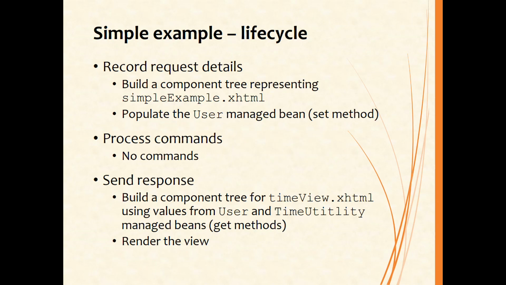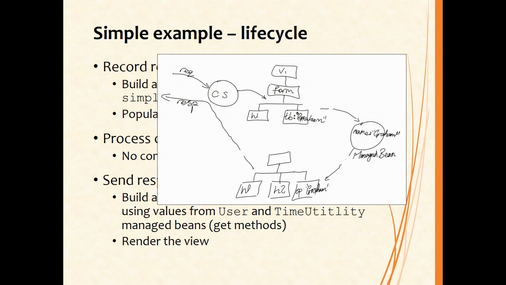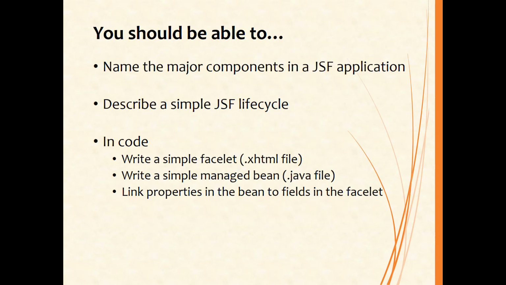This time, because there is some form data coming in, the first component tree will be built in the way that was explained in the diagram earlier on. There's nothing to process here because all we're doing is saving the data into the managed bean and then retrieving it immediately for the second view. So that second view is timeview.xhtml. Another component tree is built. Values are copied from the managed bean into that second component tree, and then that component tree is used for rendering the view.